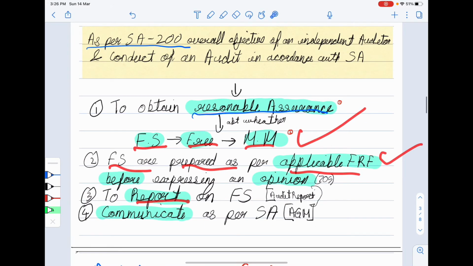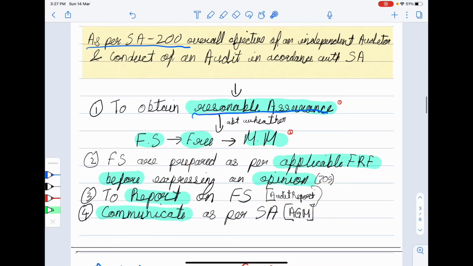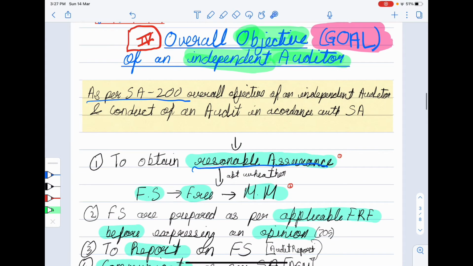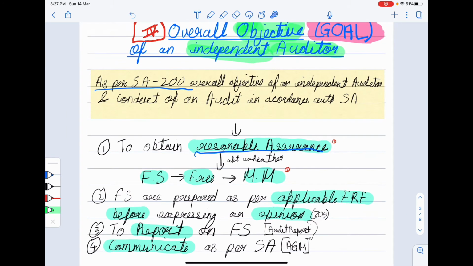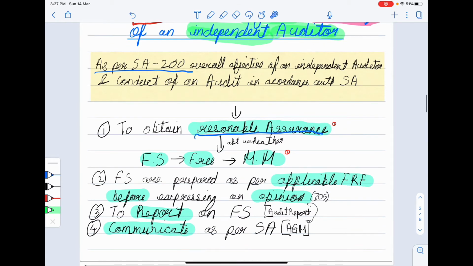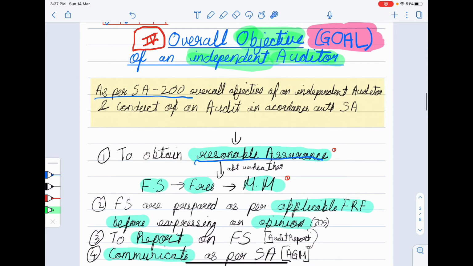Next, we need to report on the financial statements, that is our audit report, and then communicate as per the SAs in the AGM. So this is the objective of the auditor. Let us read together.